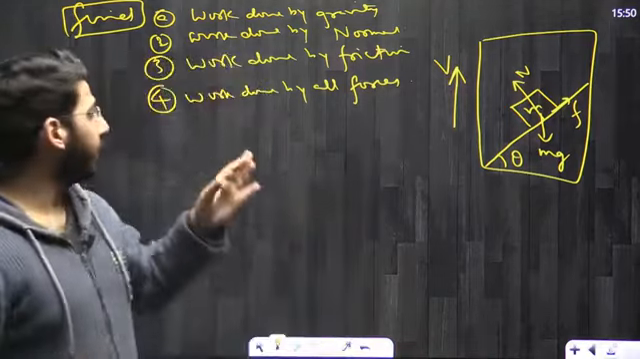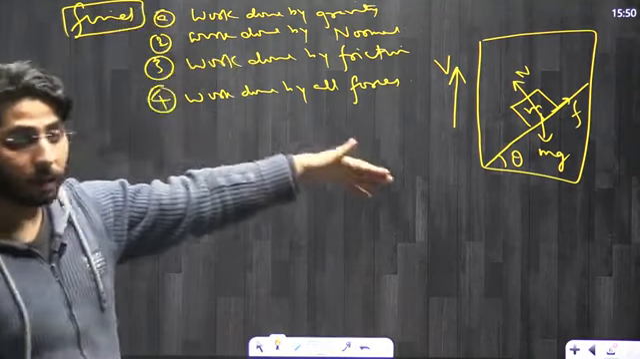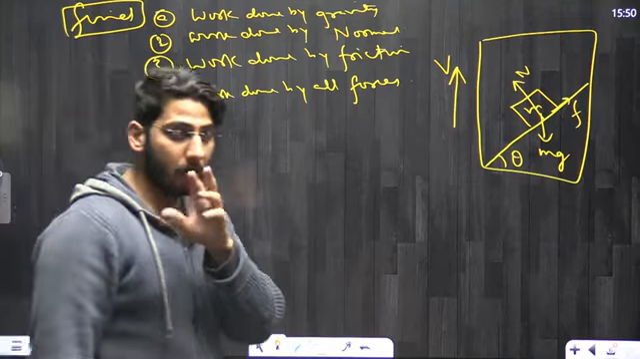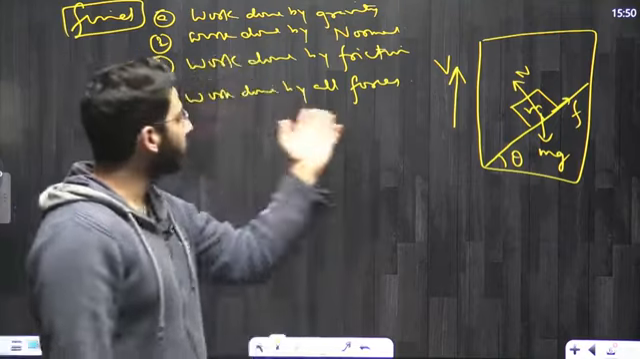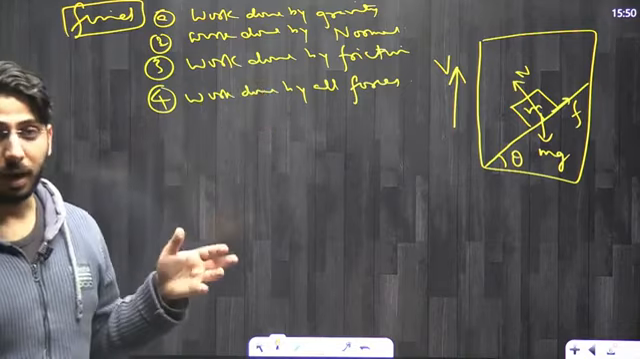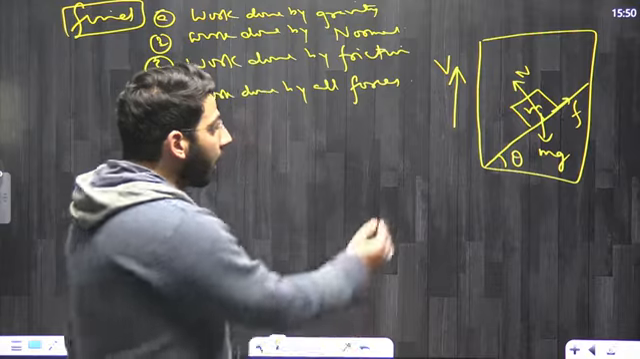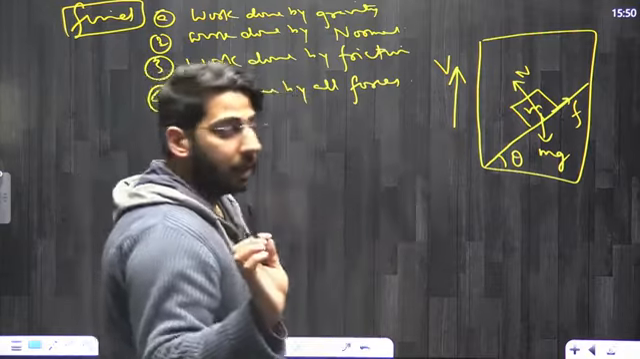See, let me tell you one thing. The three parts I will solve in front of you. But can you use your intuition and tell me what should be the answer for the fourth part? It seems that the fourth part should be the most tough, but the fourth part is the easiest one. See, you have to be very, very careful here.